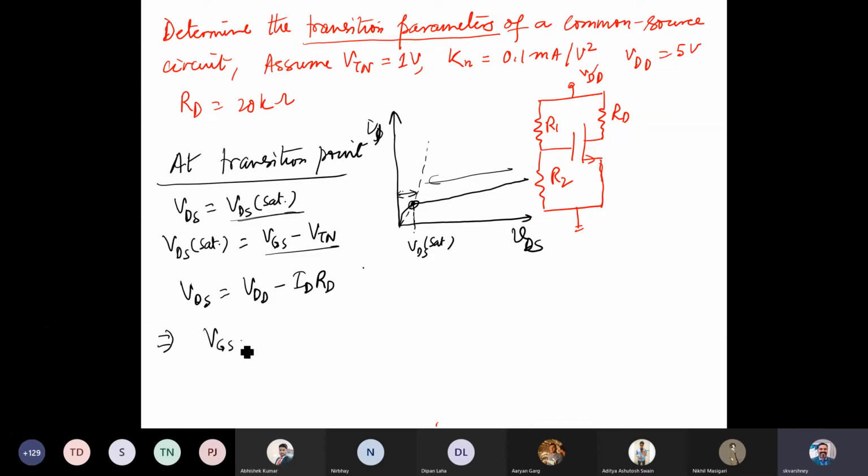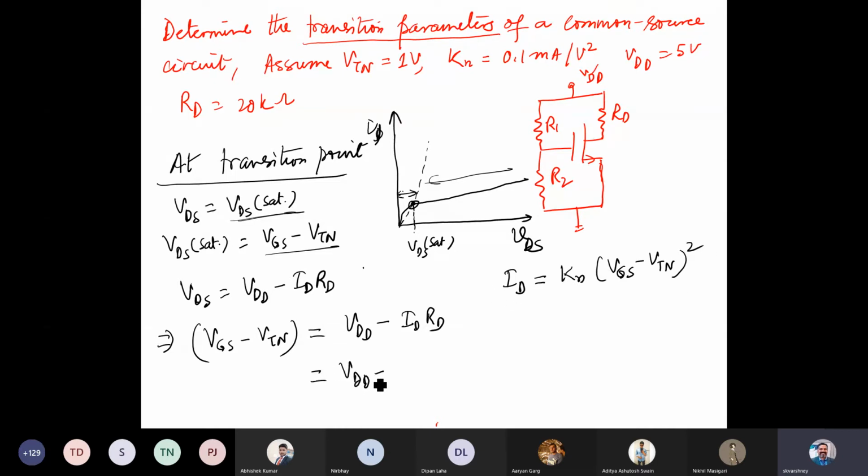So we can write VGS minus VTN is equal to VDD minus ID times RD, right? Now let's assume that the transistor is in the saturation region. Assume that condition, because then we can use the drain current equation, Kn times VGS minus VTN squared. So we make use of this. We can write this as VDD minus Kn times VGS minus VTN squared times RD, right?